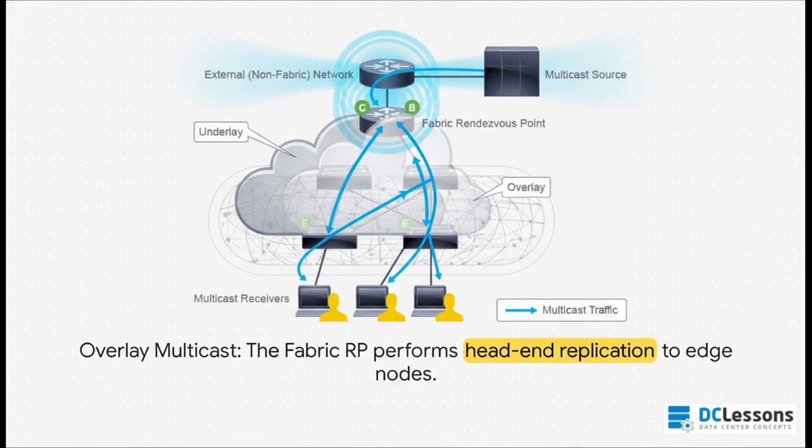The source sends its stream up to the fabric RP, and that device becomes the replication engine. You can see it right there. It makes two separate copies of the data and sends each one down through the underlay to the specific edge switches that need it. The underlay is basically just a dumb transport pipe here.